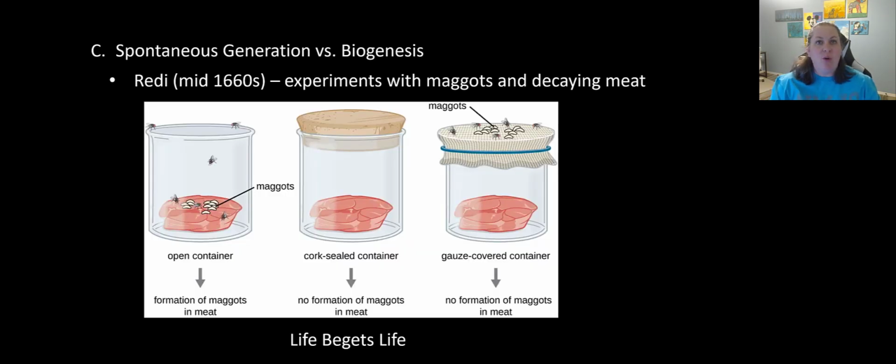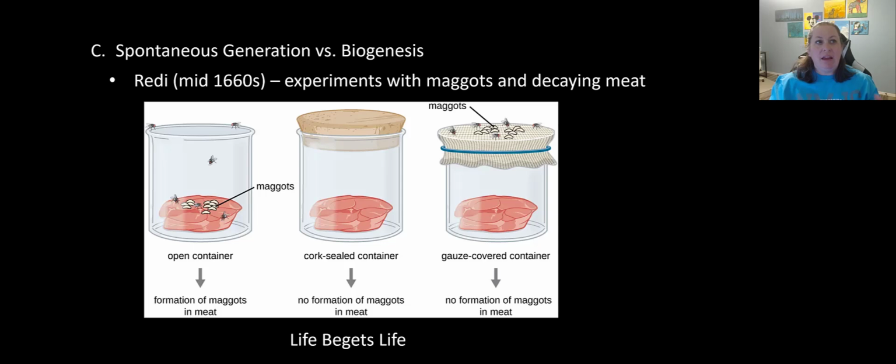The next contributor is Redi, and we want to look at him because he started looking into something that was a great debate during his time in the 1660s, which was spontaneous generation versus biogenesis. Spontaneous generation stated that things just spontaneously came about. So whenever there was rain, frogs just spontaneously came out of ponds. Flies just spontaneously came out of rotting meat. But we now know that that's not true. Biogenesis is the idea that things come from other living things, so there had to have been something present.